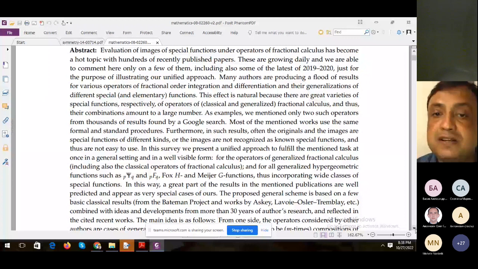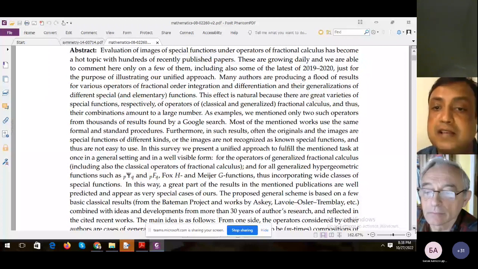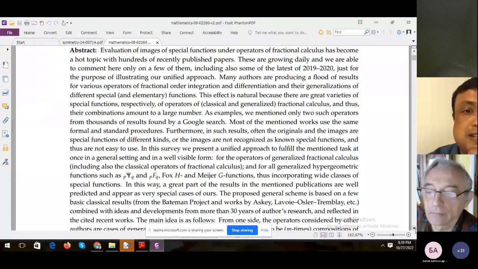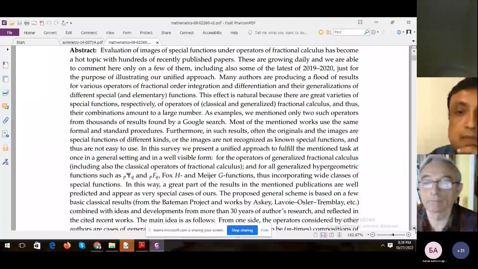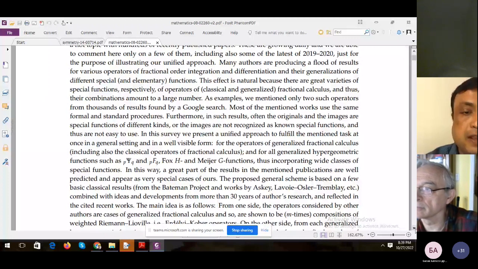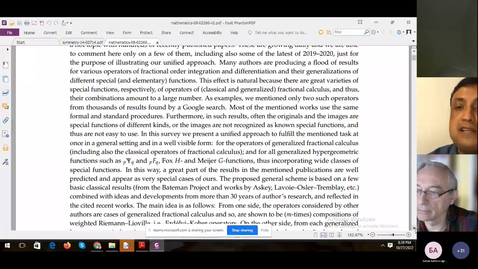Furthermore, in such results, often the originals and the images are special functions of different kinds, and the images are not recognized as special functions and thus are not easy to use. In this survey, they presented a unified approach to fulfill the mentioned task at once in a general setting and in a well visible form for the operators of generalized fractional calculus and for the generalized hypergeometric functions, such as the Wright hypergeometric function PsiQ, then hypergeometric function PFQ, Fox H function, and Meijer G functions, thus incorporating wide classes of special functions. In this way, a great part of the results in the mentioned publications are well predicted and appear as very special cases of their results.